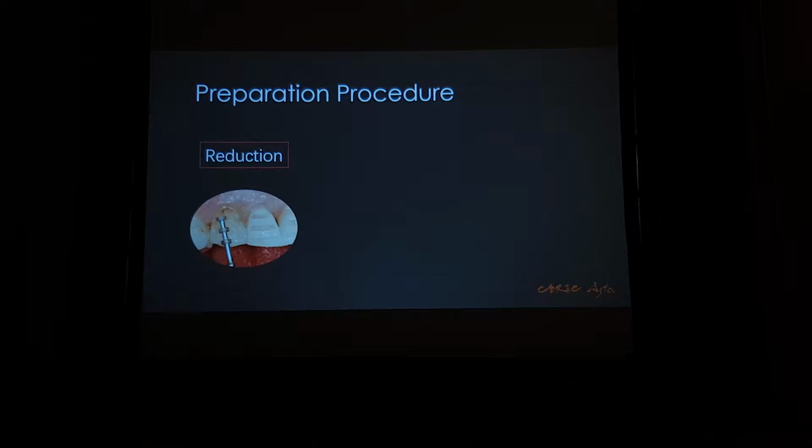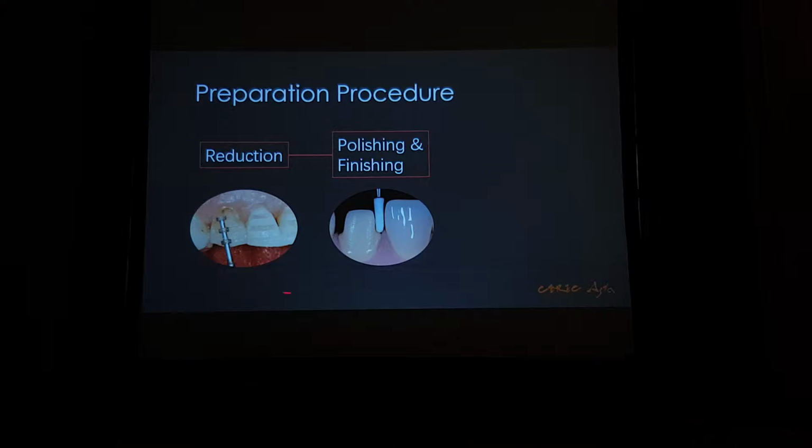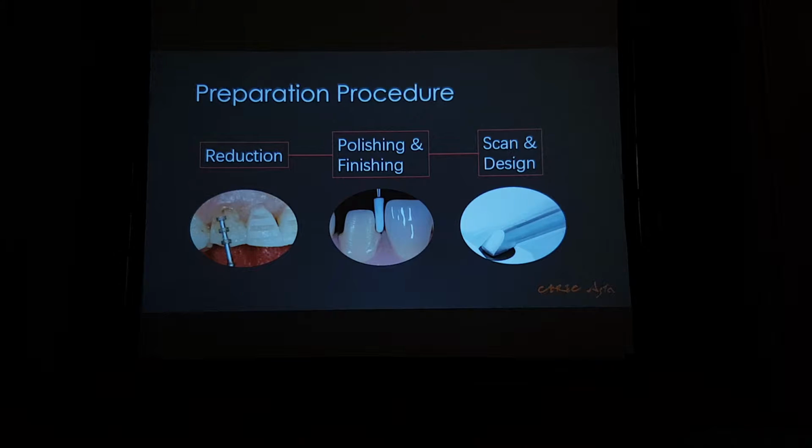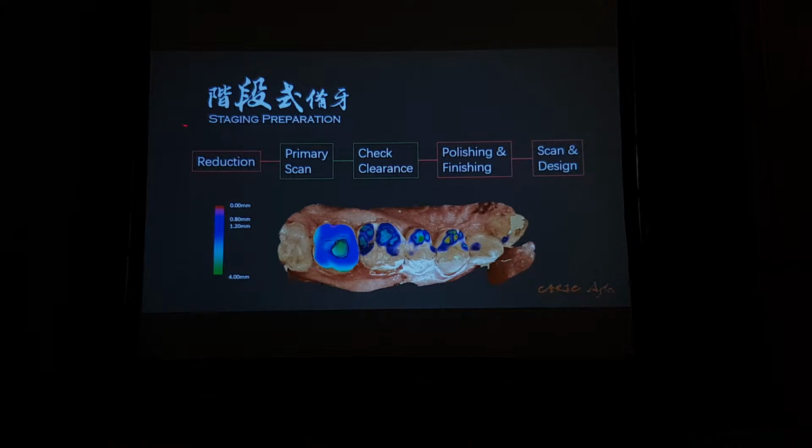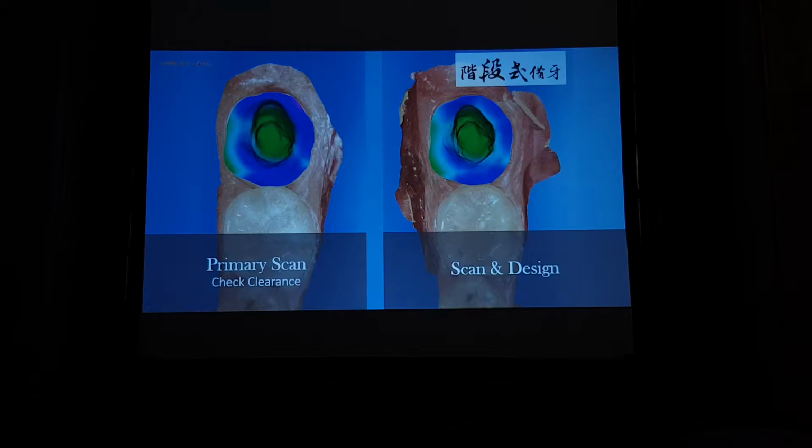How is it? In the traditional way, we do the reduction. After reduction, we do polish and finish, and the last step is scan or impression or design. Okay. In staging preparation, we just add 2 steps: primary scan and check occlusion, and do the polish and finish. Okay. So in the primary scan, you can see that here's some red area, and the software tells you that there's insufficient clearance. So you prep more and go rounding and finish.